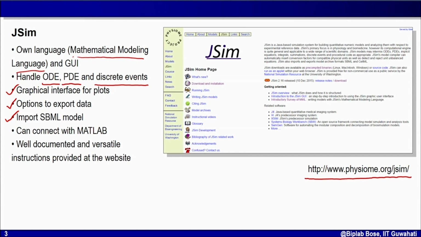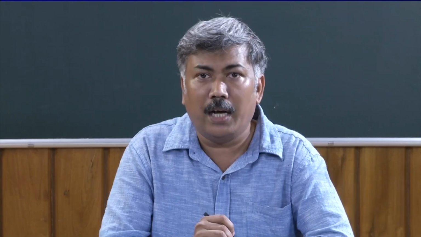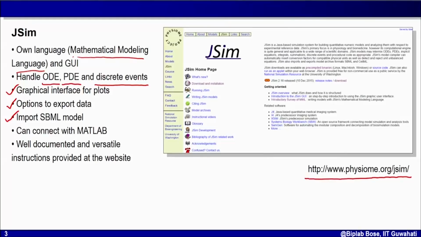SBML stands for Systems Biology Markup Language. As you know, dynamical models are very common in systems biology. And different people use different languages and different software to simulate these models. That's why scientists are trying to develop a common markup language that will be used by everybody working in the field of systems biology. Systems Biology Markup Language is one such effort. And interestingly, JSim can export and import its models in SBML format.